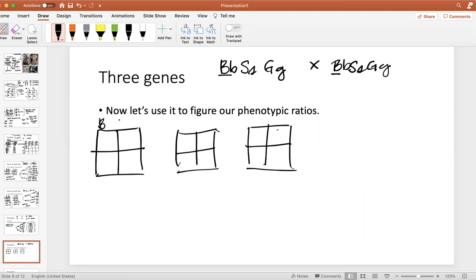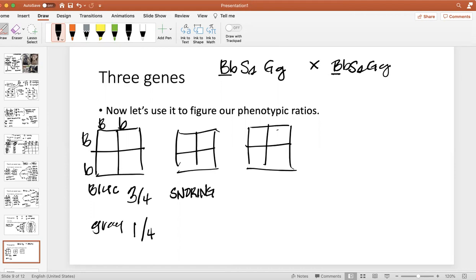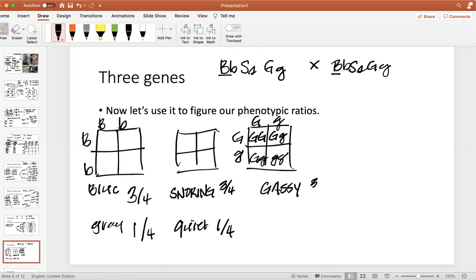Right? And you guys know how to do this. I'm going to shorten this process because hopefully by now you know that you have a 3-to-1 ratio. This one will be blue. This one will be gray. It should be 3 out of 4 or 1 out of 4. For snoring, hopefully you know you have a 3 out of 4 versus a 1 out of 4 for quiet. And if you did this here, you would find the same thing. Okay, you would find that for gassy, there would be 3 out of 4, and for not would be 1 out of 4.